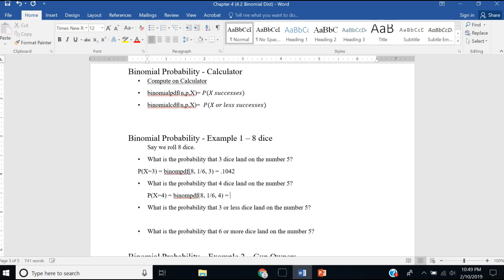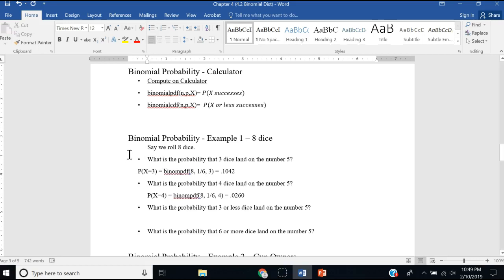If you didn't catch that, that's perfectly fine. You can always retype it in by going back to your distribution menu, second distribution. Okay? And rounding this one to 4 decimal places is 0.0260. Okay? So those are the probabilities of getting 3 or 4 dice to land on the number 5.